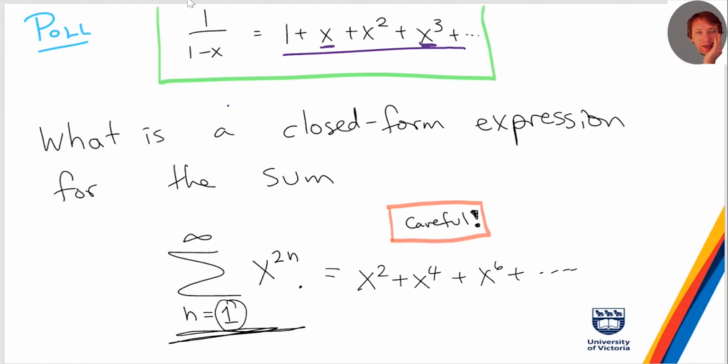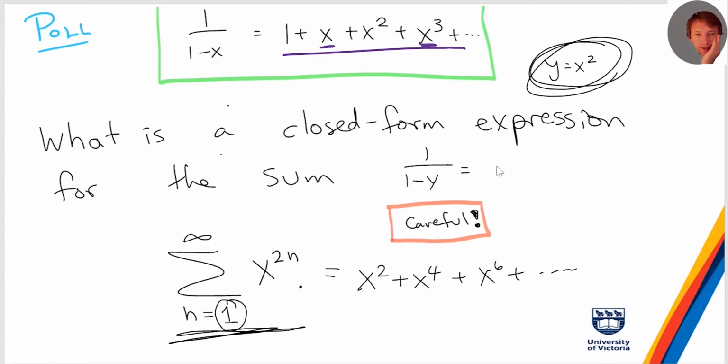But if you think about it, what if I substitute y equals x squared? So 1 over 1 minus y is going to be the sum of y to the n, n equals 0 to infinity, which is going to be the sum from n equals 0 to infinity of x to the 2n, which is almost there. But the annoying thing is I've got this 1 here.